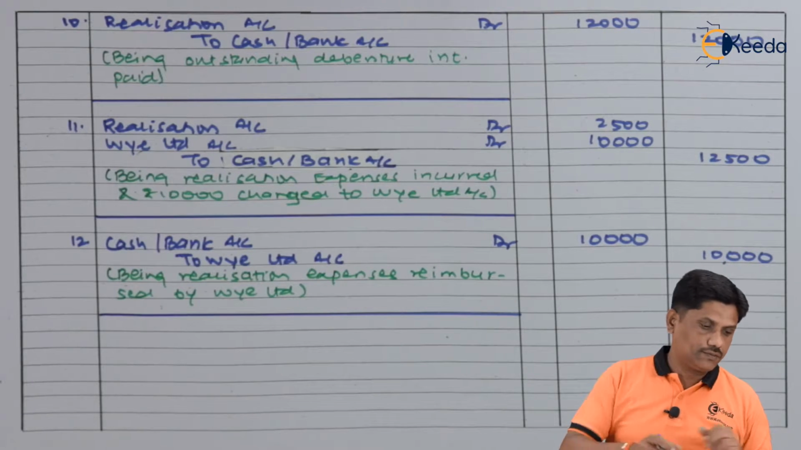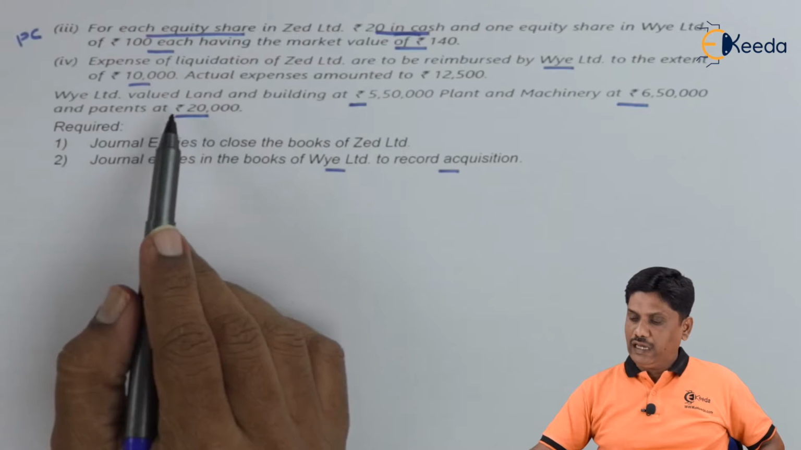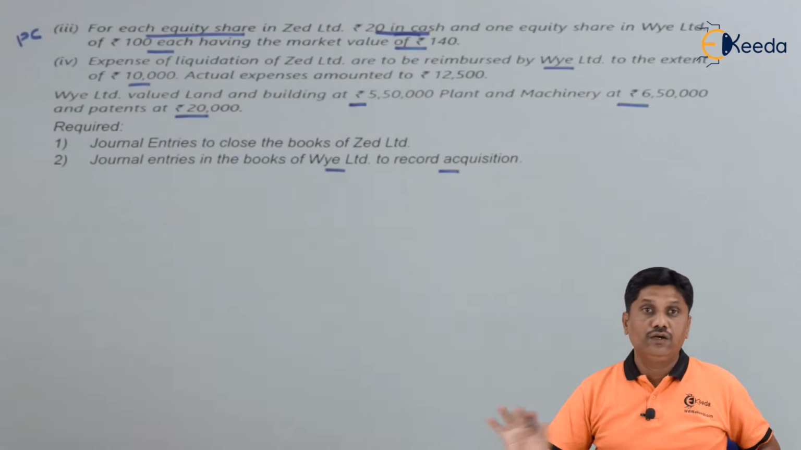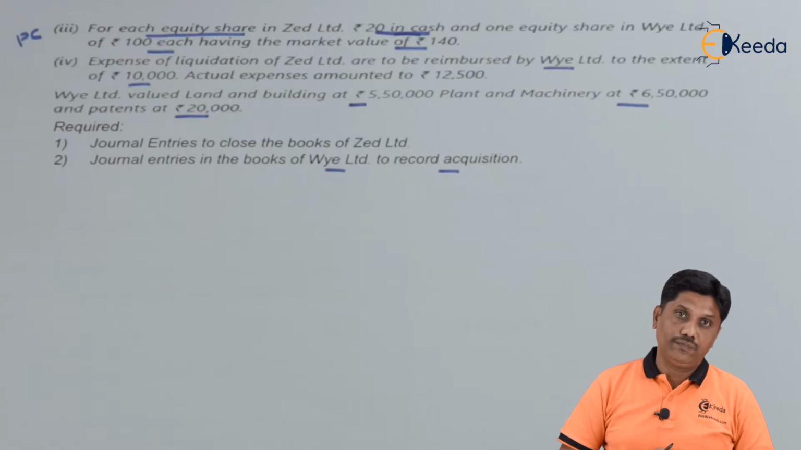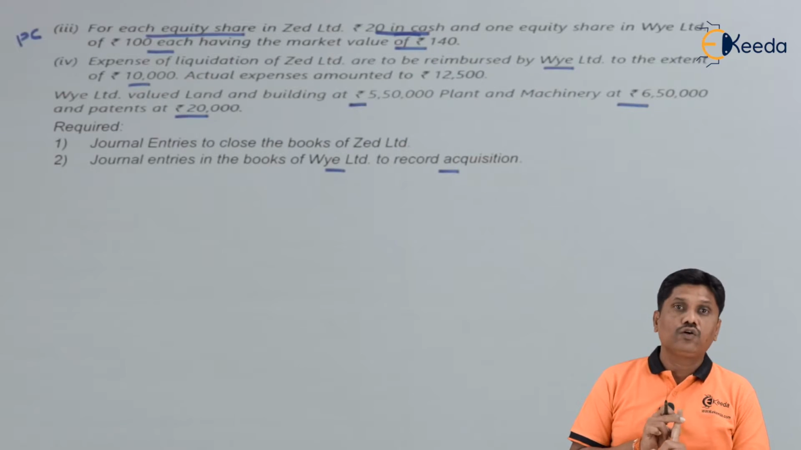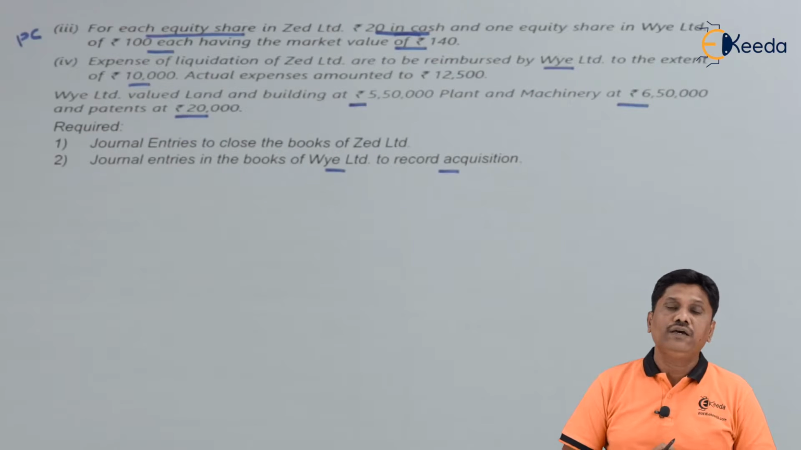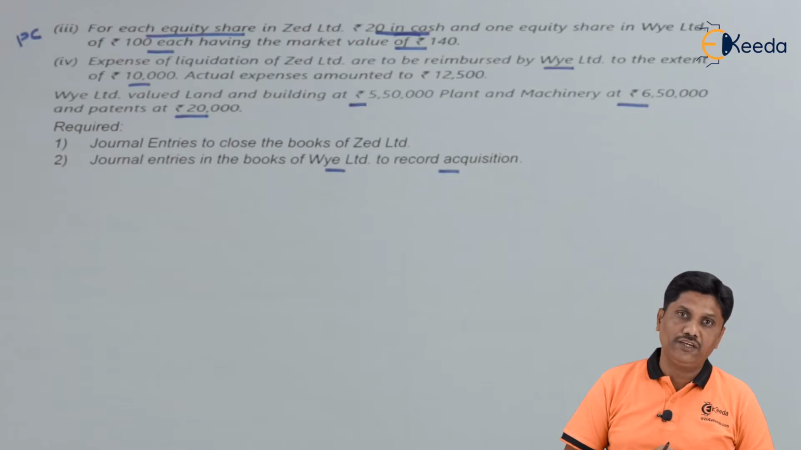Let us see the next. Hereafter, the information is how they valued your assets and liabilities. For that we will not pass any entry. For us all entries are over except number 1, closing of the realization account, and number 2, settlement of equity shareholder. So these two entries will come. For that purpose, in a working note I need to prepare a realization account.